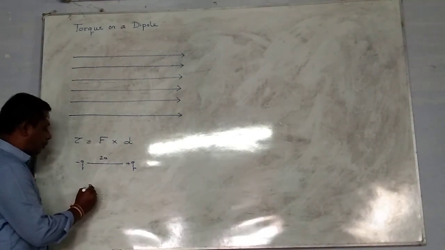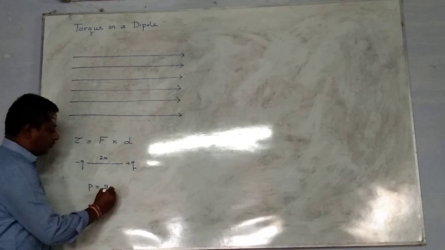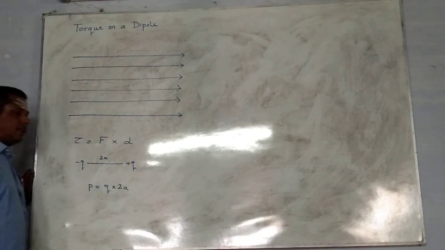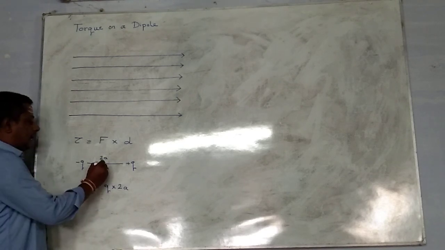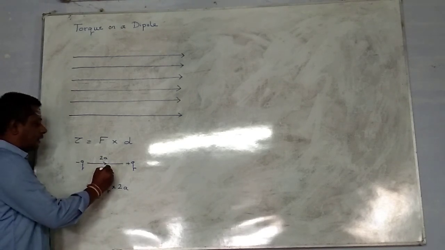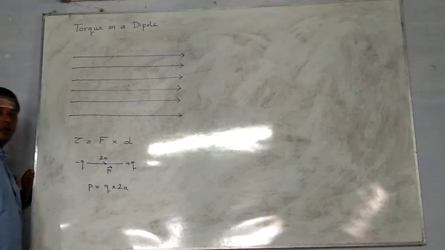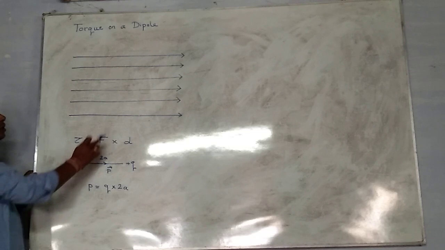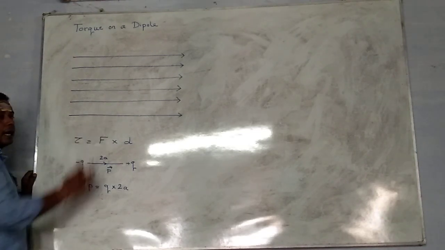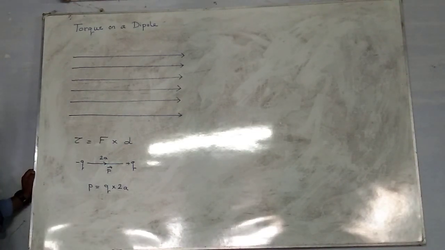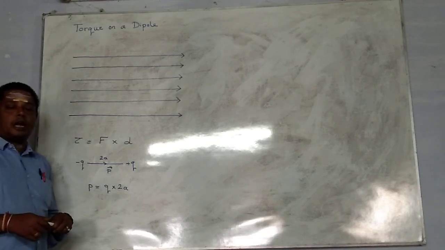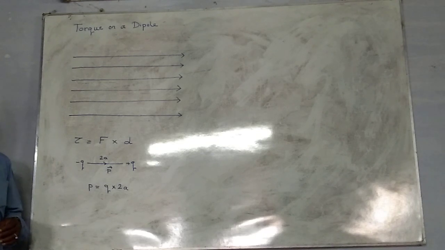Electric dipole moment is the product of the magnitude of one of the charges and the distance between the two charges. Electric dipole moment is always directed from minus q to plus q. Uniform electric field: equally spaced parallel lines represent a uniform electric field. In a uniform electric field, the magnitude and direction of the electric field remain the same at all points.